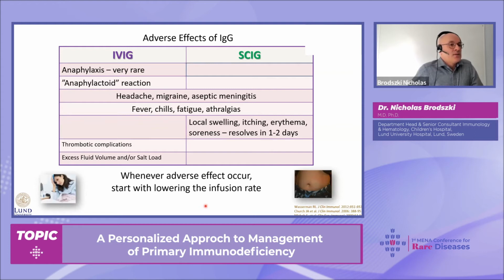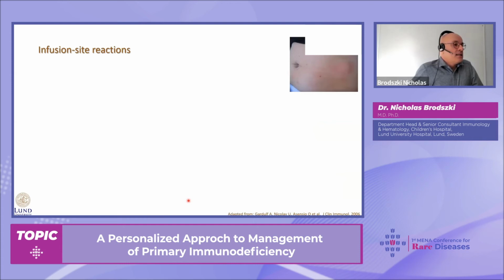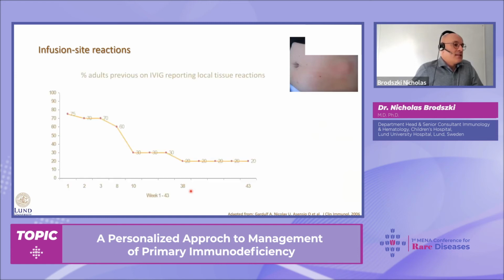So lower the infusion rate. And also when you come to the infusion site reactions for the subcutaneous treatment, we have a very nice study published from Sweden. And what is this one showing? The percent of adults that will react when they start their treatment on subcutaneous immunoglobulin. And what's interesting with this slide is that, as you can see, after about 6 to 8 weeks, the percent of patients reacting will decrease.